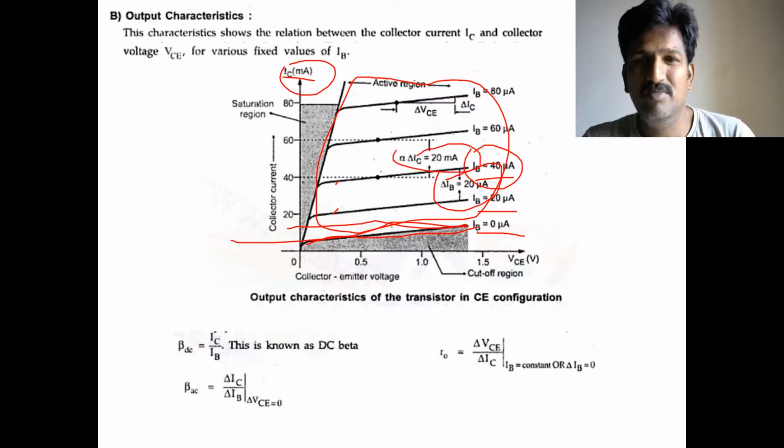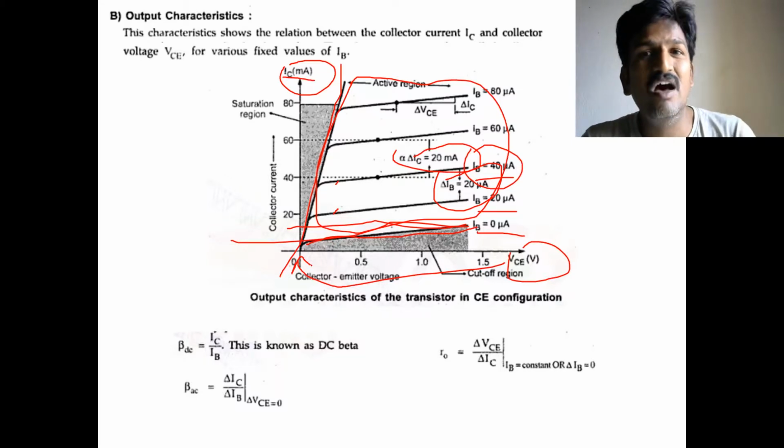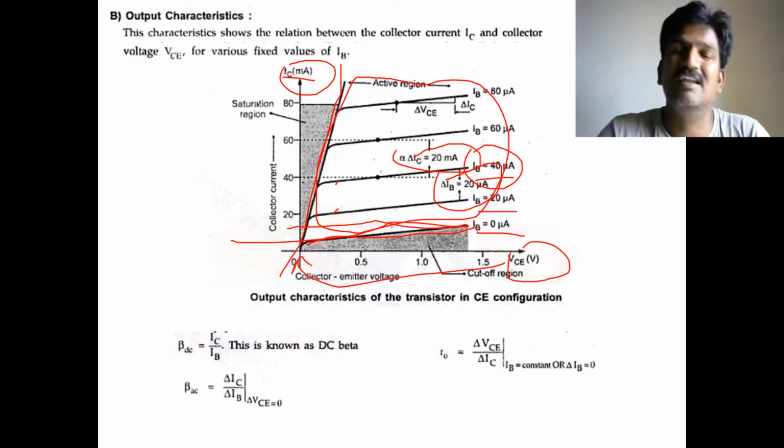Just observe the change: delta IB is 20 microamps, but the change in collector current is 20 milliamps, much larger. Then the saturation region. In the saturation region, what happened? Both the junction diodes become forward bias. VCE, the collector to emitter voltage, is very small when both junctions are in forward bias. There is existence of the maximum current through the collector terminal.